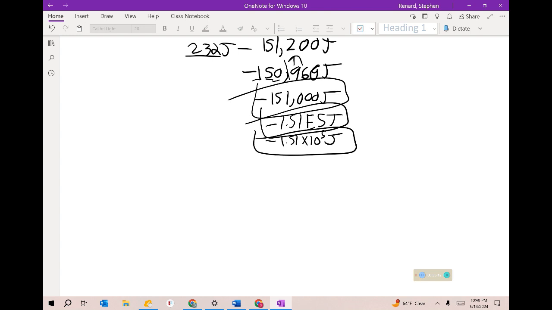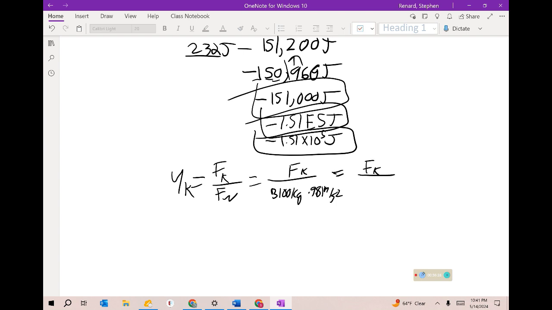Now, kinetic energy. We know that the coefficient of kinetic friction is the force of kinetic friction over normal force. Normal force in this case is going to be 3,100 kilograms, of course being the combined mass of the two Zambonis, times 9.81 meters per second squared, being acceleration due to gravity. So once we figure out the force of kinetic friction, we're going to divide that by the normal force of 30,411 newtons, and that'll give us our coefficient of kinetic friction.